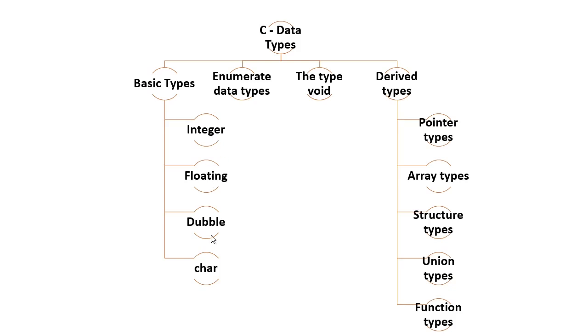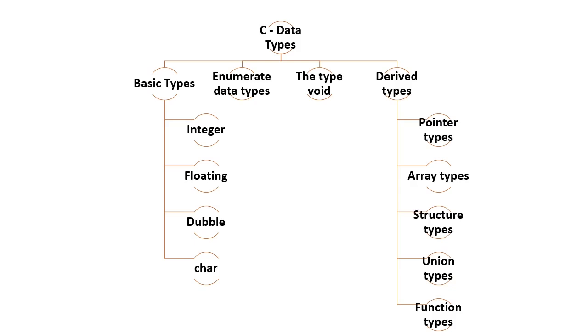So integer, float, and double are used to represent numbers, numeric characters, whereas char is used for alphabetic characters, or that may be a numeric character, or that may be any symbol. Then enumerated characters are used for a special purpose. Then the white types. I just told you that white means white spaces. They don't appear on screen, but they are used for moving the cursor.